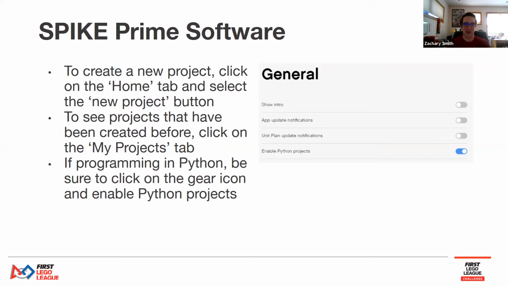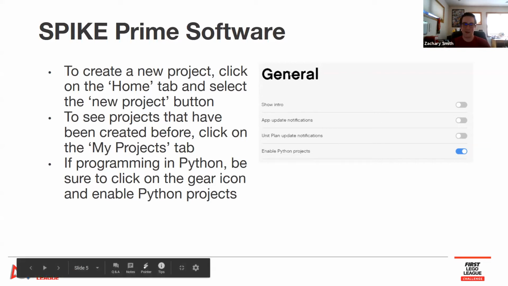So to do that, you just have to click on the gear icon and then select Enable Python Programs, which you can see on the right-hand side there. It's going to be under the General section in the Settings area.